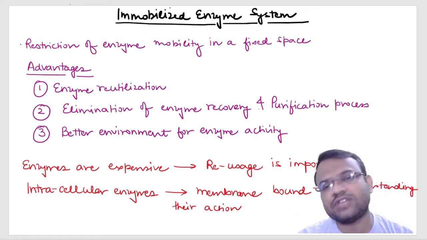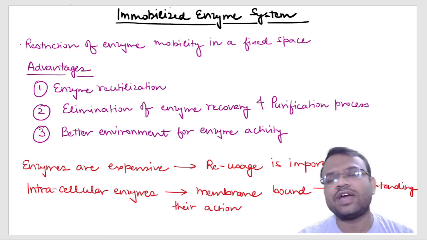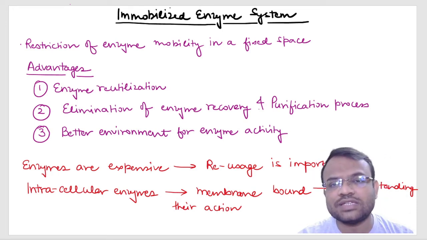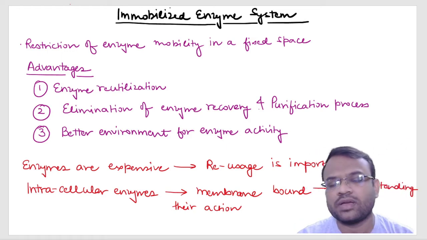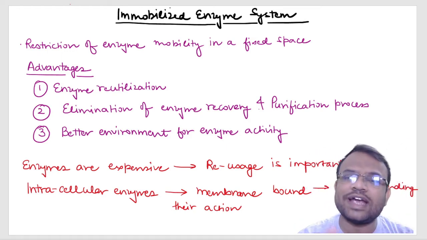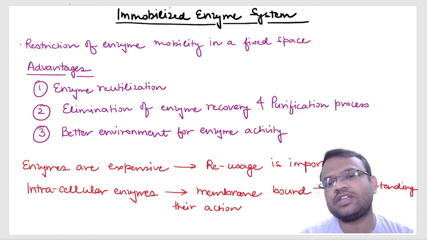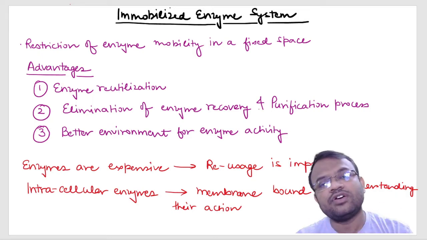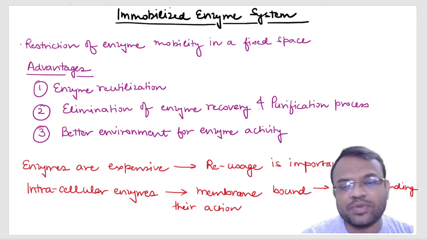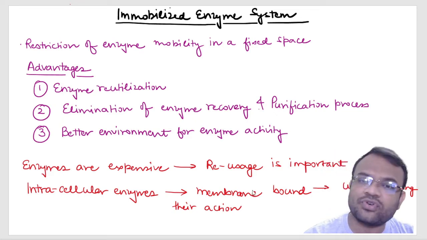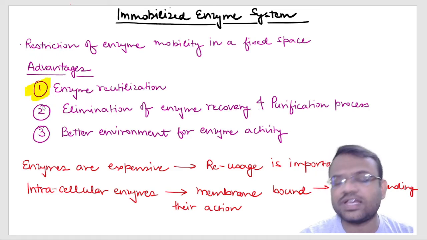Now this is a very costly process, a really costly process. That is why you can go for enzyme immobilization, so that you can reduce that particular cost. Okay, so what are the advantages of enzyme immobilization? The first thing is that you can reuse the enzyme. Now you should know that enzymes are pretty costly. You cannot afford to buy the enzymes again and again. So the first thing is enzyme reutilization.